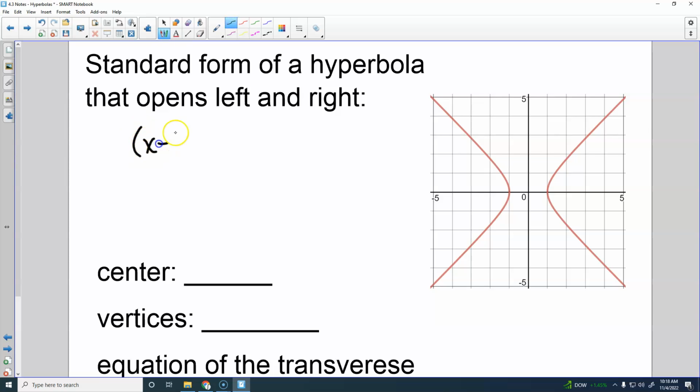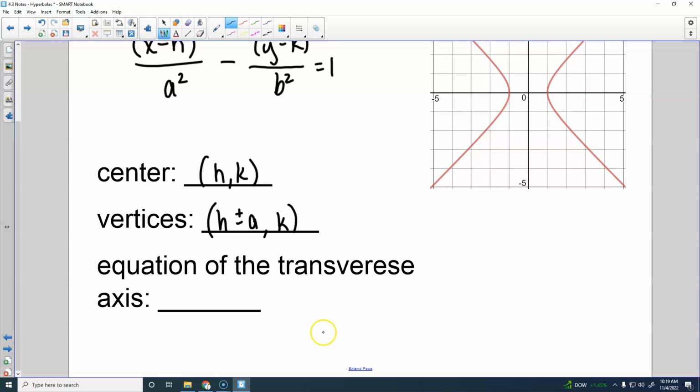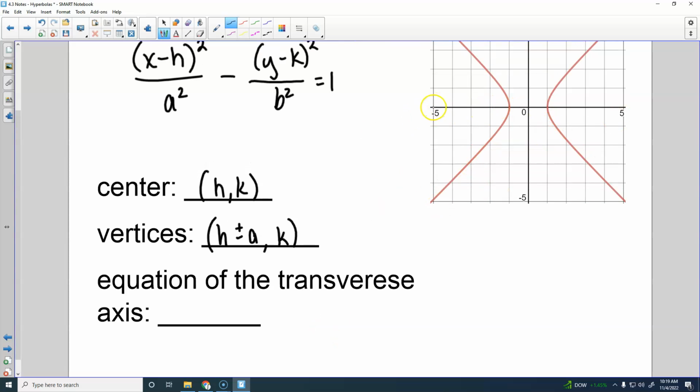So we had, you wrote this down yesterday, but I'm going to put it back up here. (x minus h) squared over a squared minus (y minus k) squared over b squared equals 1. We said the center was at (h, k). The vertices were at h plus or minus a, k. And the equation of the transverse axis for this type was a horizontal line, so it was y equals k.